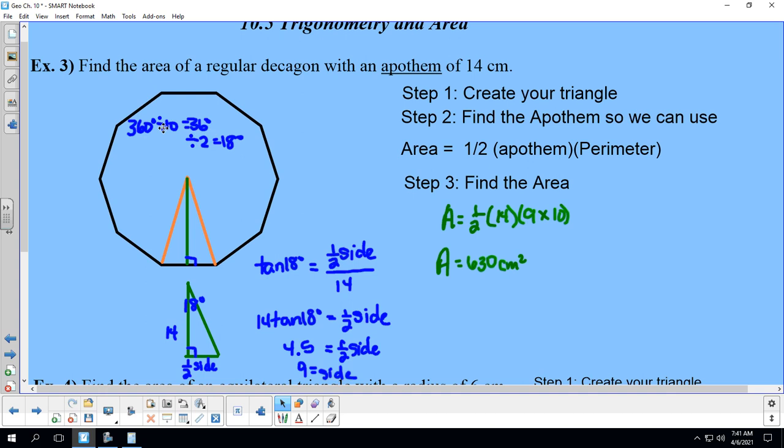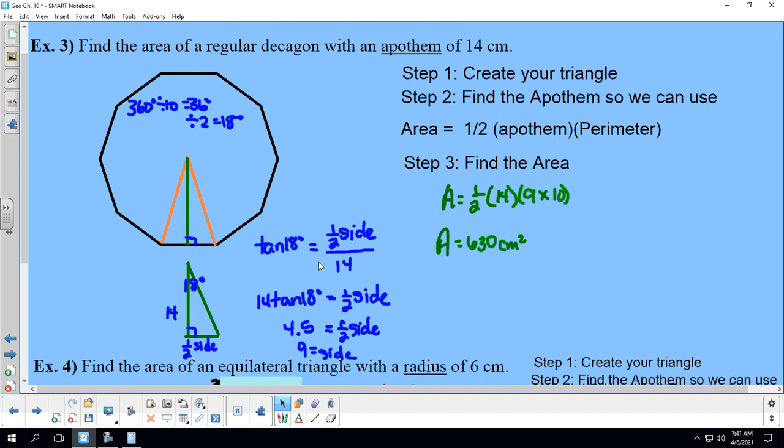Let's find our central angle. 360, a decagon, it's like a decade, it's 10 sides. So 360 divided by 10 is 36. Remember, when we drop the apothem in, we divide that by 2. So our angle for our right triangle is 18 degrees. So then we have the apothem, so step number 2, we don't have to do that because we've got 1/2 times the apothem.